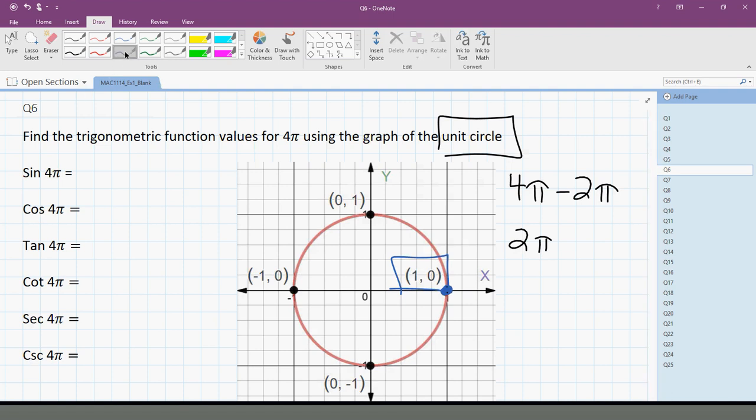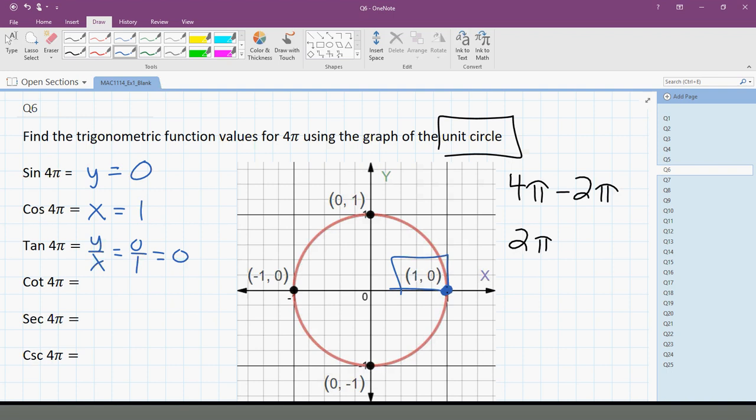So again, what was the value for sine? It was y, which is 0. What about cosine? It's 1 because that was the x value. And tangent? It is 0 because you put the y over the x, which is 0 over 1, and they do want you to reduce that down.